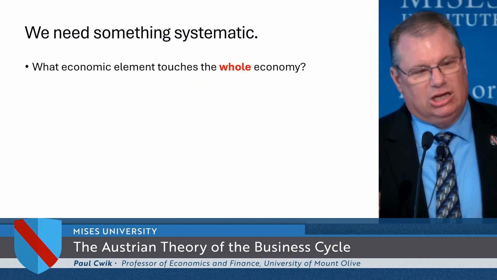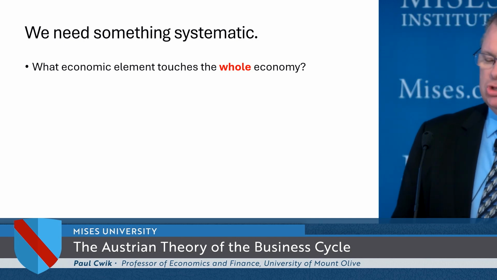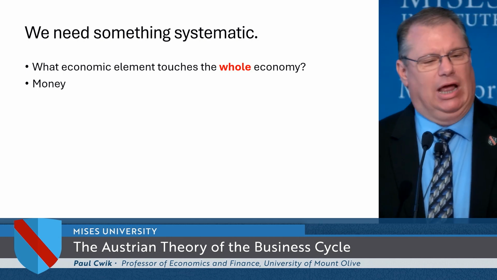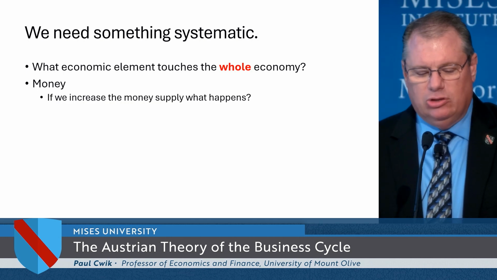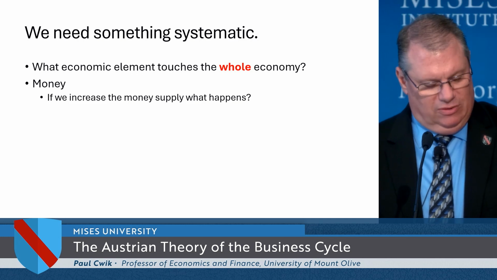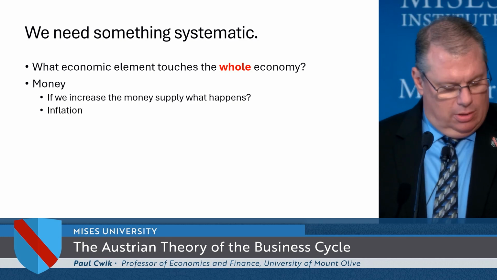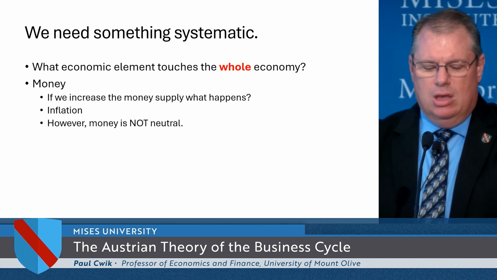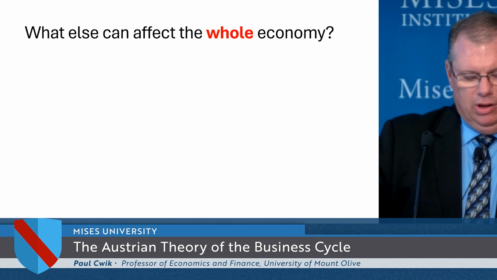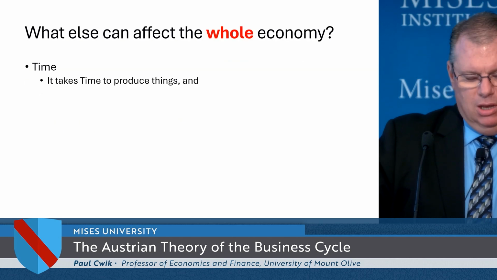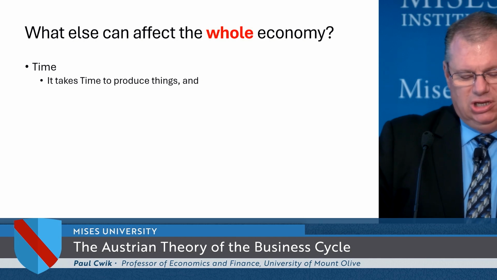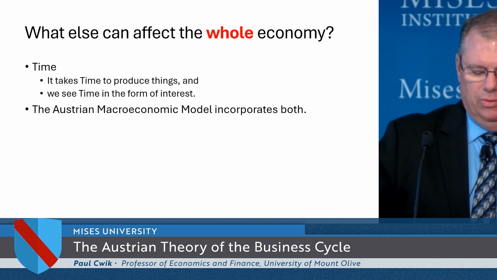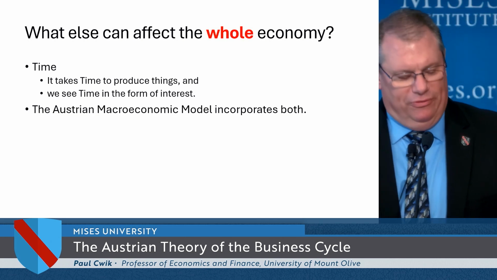Now, we need something systematic. What economic element touches the whole economy? And I can think of two things. The first one is money, right? Now, is that 100%? Close enough. It's 99 point whatever. Now, if we increase the money supply, what happens? Well, we get inflation. But, as we all know, money is not neutral, meaning what? That it changes real relationships. But what's the other thing that will affect the entire economy? Time. It takes time to produce things. And we see that time takes form in the rate of interest. The Austrian macroeconomic model incorporates both of these things.